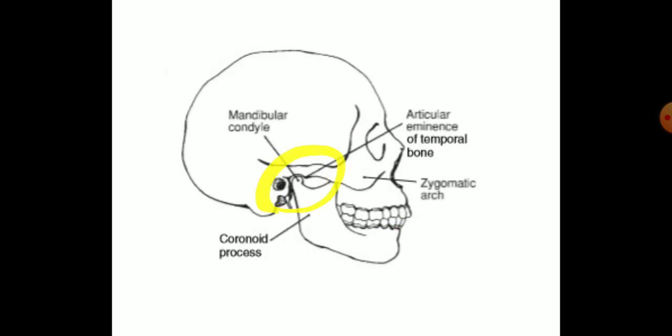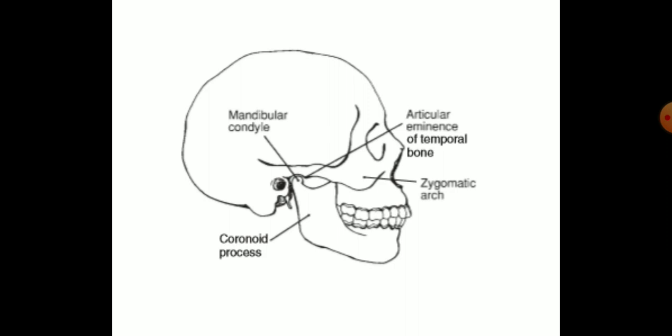And this is the temporomandibular joint. It's actually forming between the temporal bone and the mandible. In a closed mouth position, this coronoid process is placed just below the zygomatic arch. So this is the zygomatic bone. Whenever we open our mouth, this coronoid process moves away from this zygomatic arch.